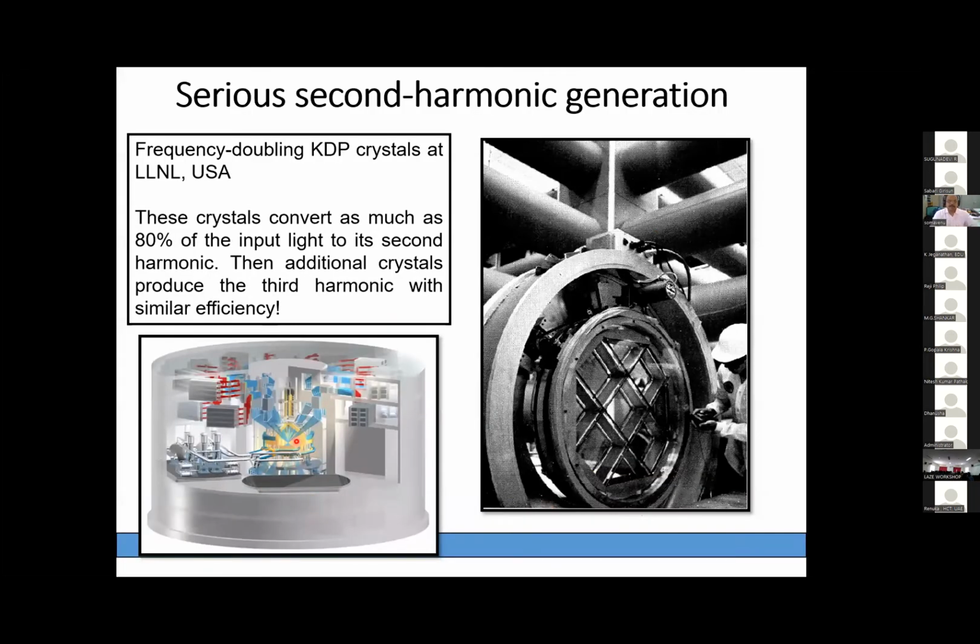Why is harmonic generation important? For example, this is a very large crystal developed at Lawrence Livermore National Laboratory. These crystals have conversion efficiency of about 80%, which means 100 photons of fundamental are converted into 80 of second harmonic.